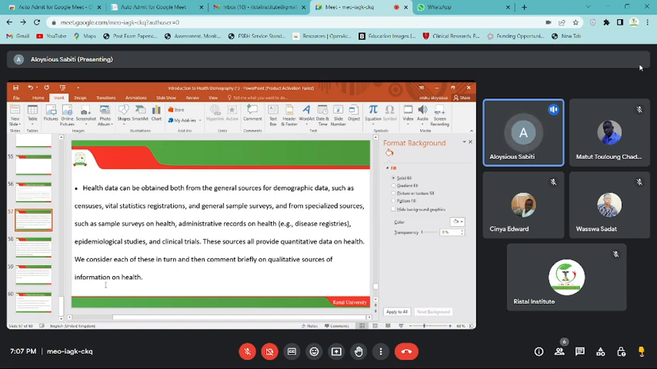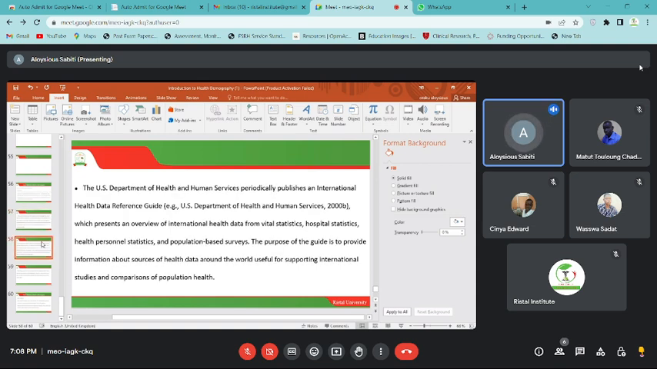But there are also epidemiological studies, surveys, weekly surveillance. These are very key ways of collecting data, but also clinical trials. So don't just limit your thoughts to those major three that we may be looking at in this module.